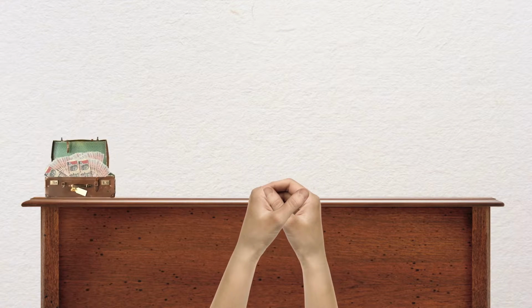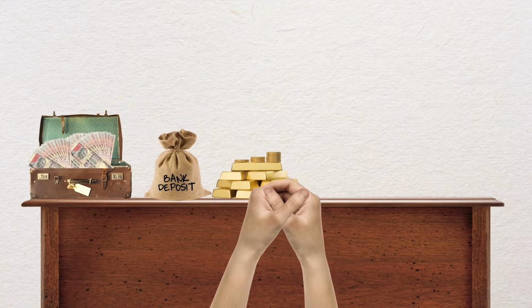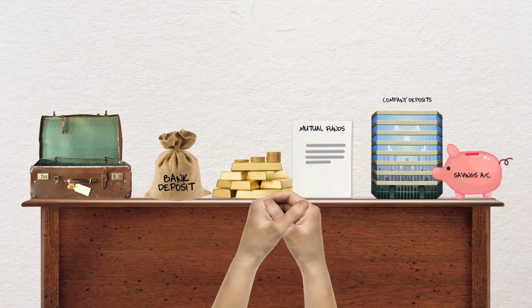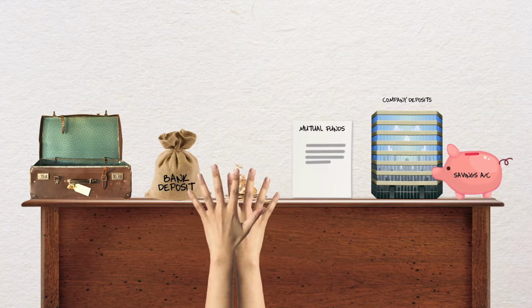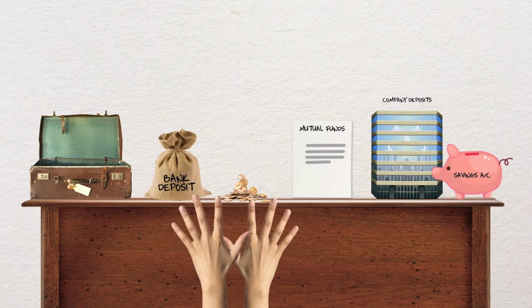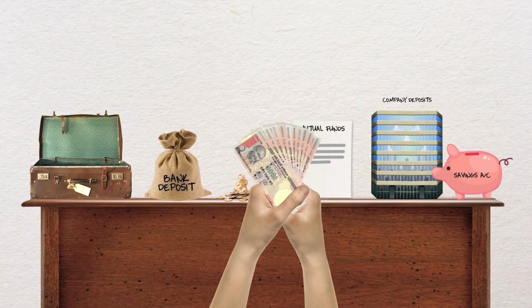On the other hand, consider this. You divide your investments more wisely in bank deposit, gold, mutual funds, company fixed deposits, and a savings bank account. Now in the event of gold prices falling, the downside is restricted to a smaller investment amount, and for any sudden money requirements, you have a savings account that is easily accessible.